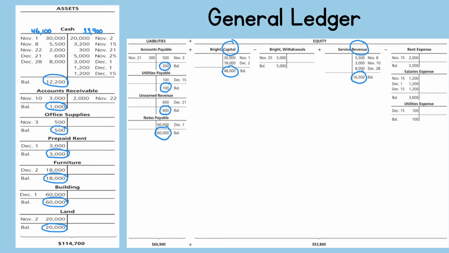Now, withdrawals and expenses decrease equity, so they will be in the debit side. For withdrawals, it's 5,000 debit. For the expenses, it's gonna be debit, as you can see. Okay, so here we find out the total assets, and here is total liabilities, and here is total equity. If I add liabilities to the equity, I'm gonna get the same answer as this. Okay, so add 60,900 to 53,800, you should get 114,700.